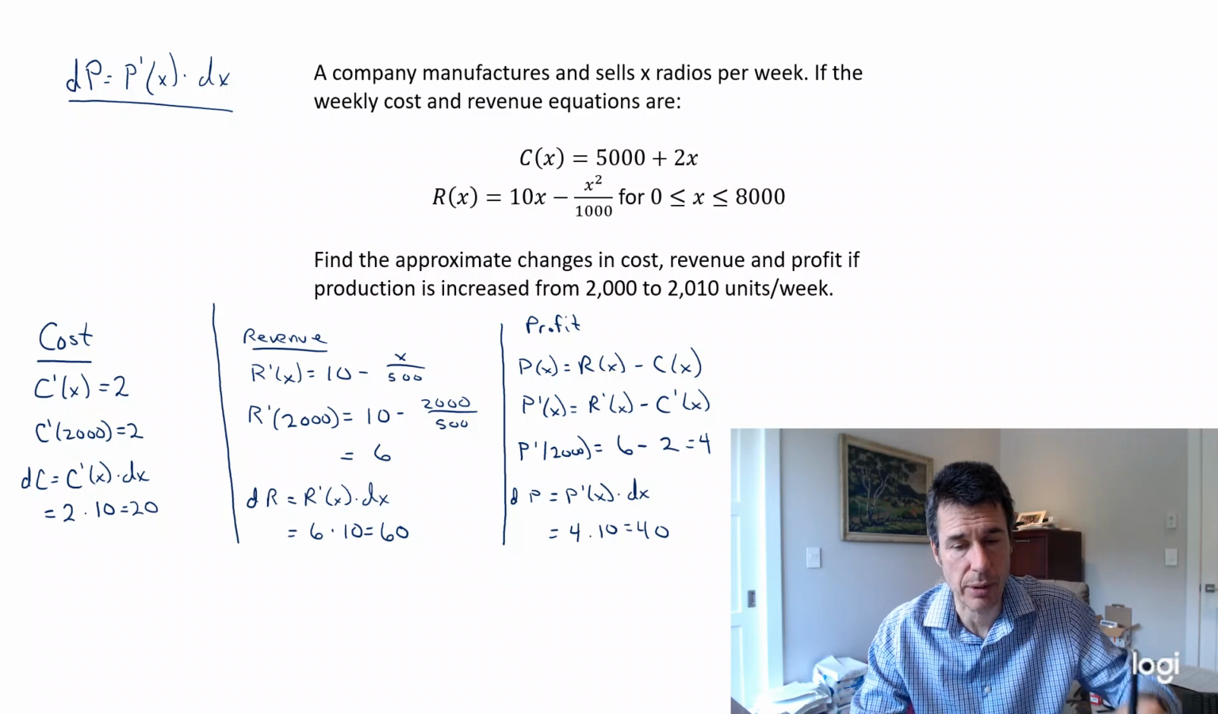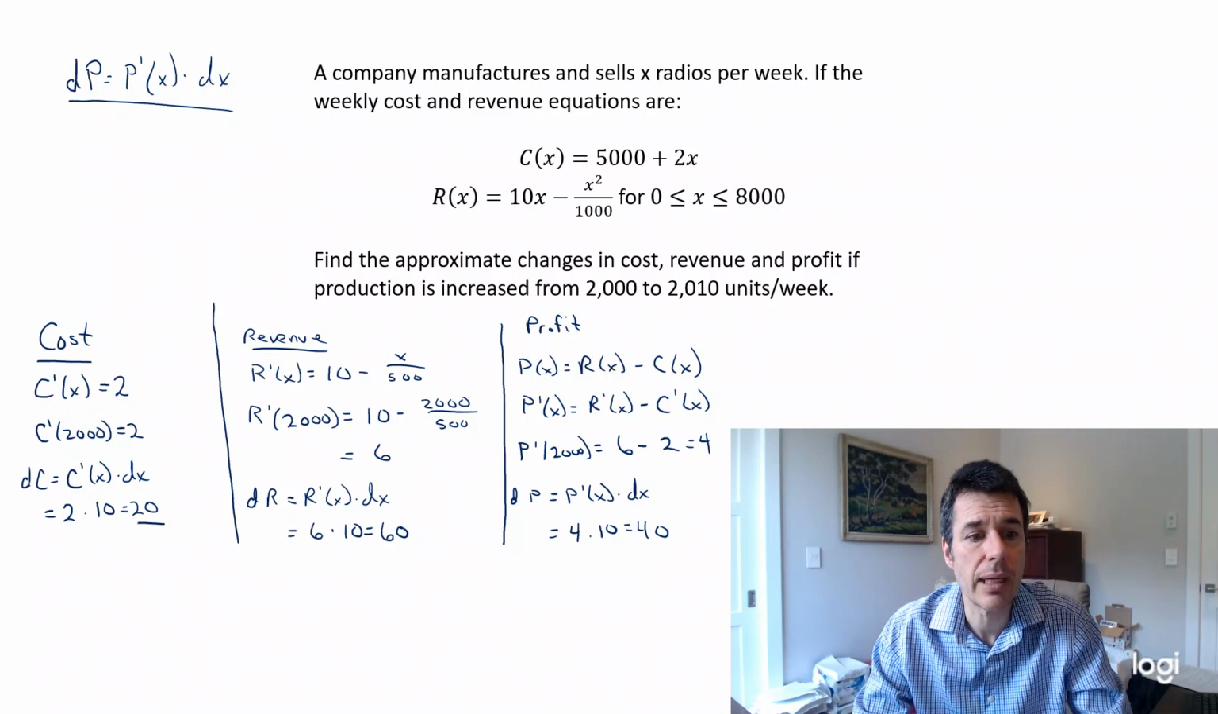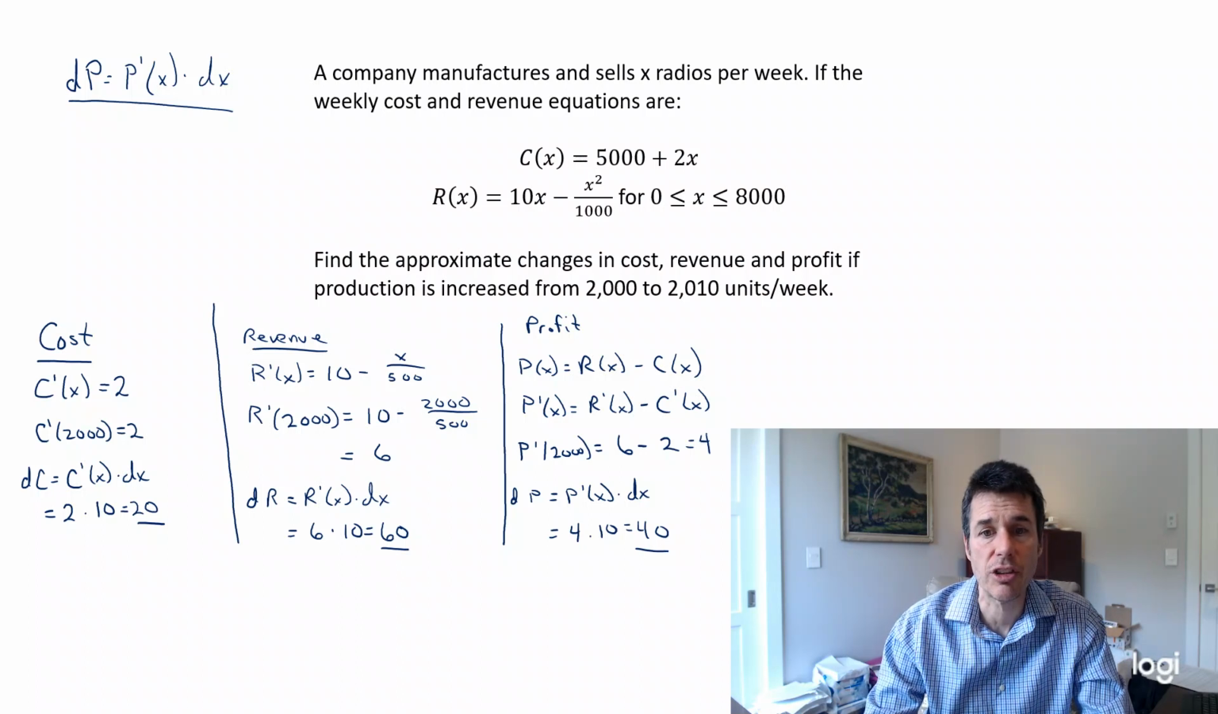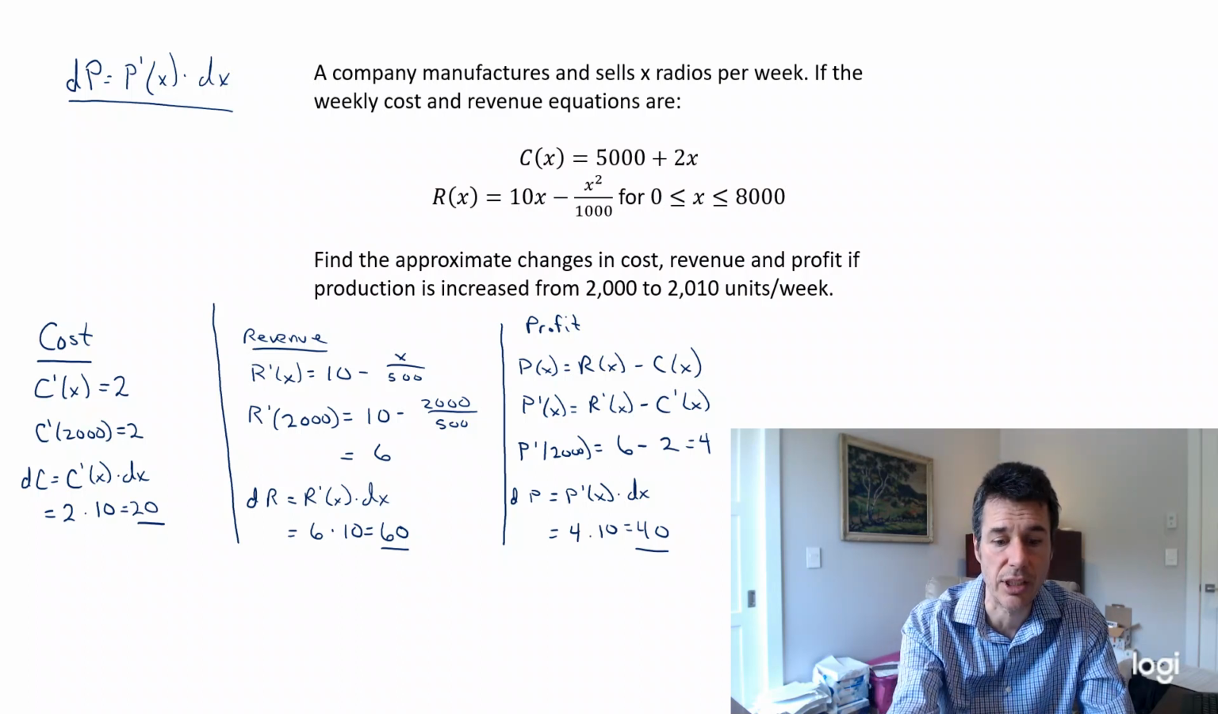So we estimate that costs will increase by $20 if production is increased from 2000 to 2010. Revenues will increase by $60 if production is increased from 2000 to 2010. And profits will be increased by $40 if production is increased from 2000 to 2010 units per week.